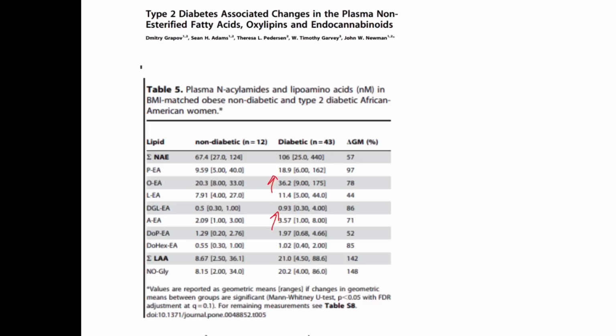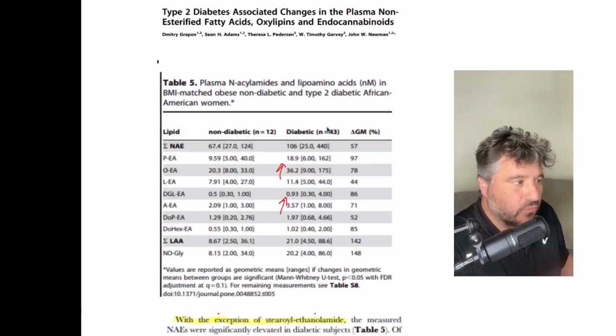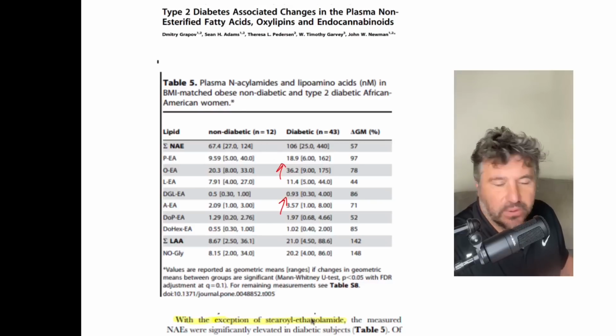So in this study, they looked at the differences in ethanolamide concentration in the plasma of non-diabetic but obese black women and diabetic black women, and what changes happen as women go from obese but non-diabetic to diabetic. You can see that as these women go from obese to diabetic, every one of these ethanolamides goes higher with the exception of stearoylethanolamide.